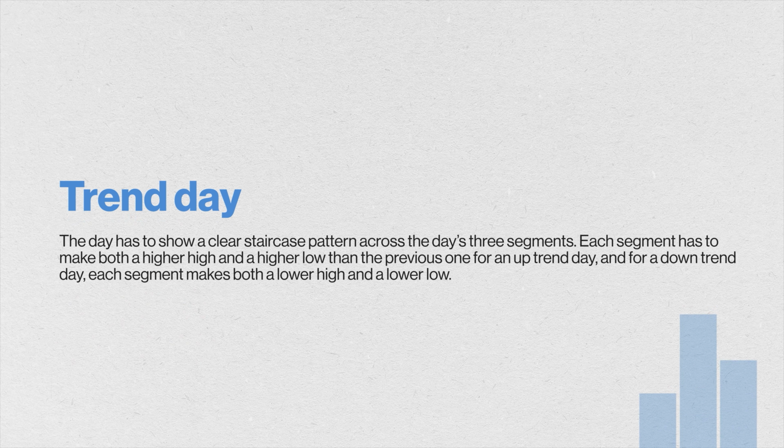Then the first condition for a trend day is that the day has to show a clear staircase-like pattern across the day's 3 segments. Each segment has to make both a higher high and a higher low than the previous one for an uptrend day. And for a downtrend day, each segment makes both a lower high and a lower low. For example, for an uptrend day, the price action must look like a rising staircase across the 3 time blocks. Let's understand it with an example.